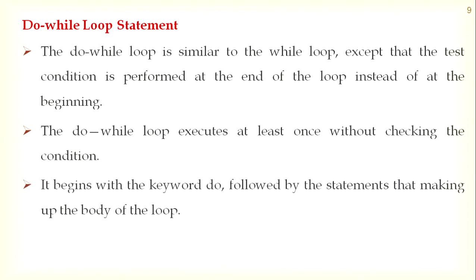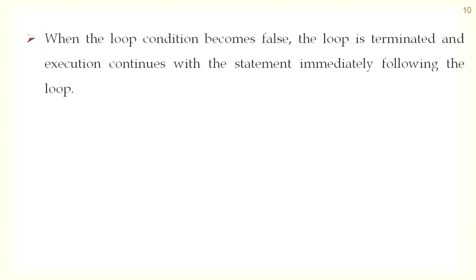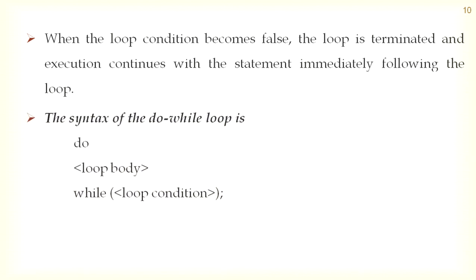It begins with the keyword do followed by statements that make up the body of the loop. Finally, the keyword while and the test expression complete the do while loop. When a loop condition becomes false, the loop is terminated and execution continues with the statement immediately following the loop. The syntax is do, loop body, while, loop condition. So first the body will be executed and then the condition will be checked.